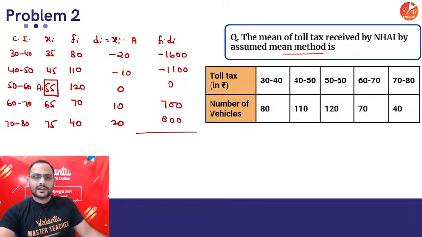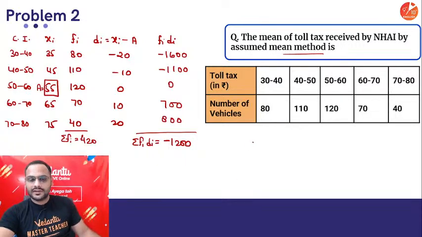So finally what we are getting, there was 1500 it is. Here 1500 will get cancelled, 100 minus 1200. Sum of fidi is minus 1200. Summation of frequency will be what? 80 plus 40 is 120, 120 plus 120 is 240, and here 110 plus 70 is 180. So the total will be 420.